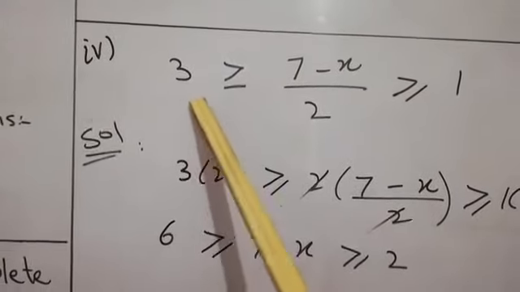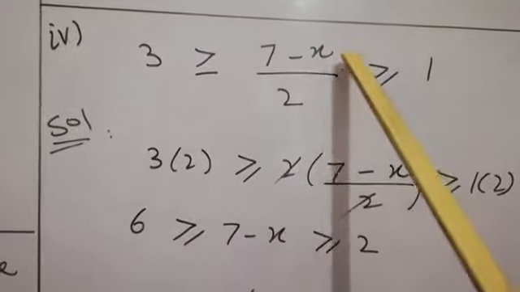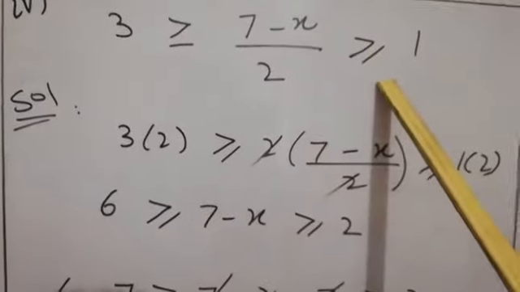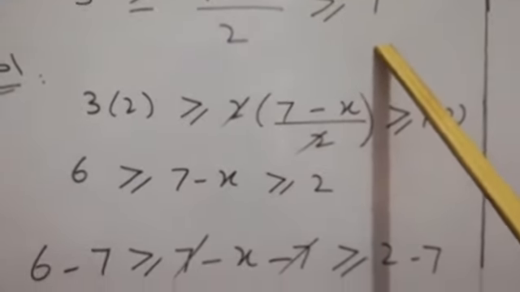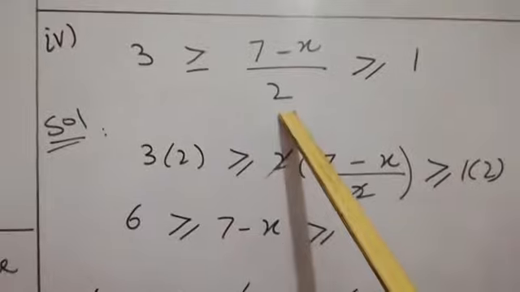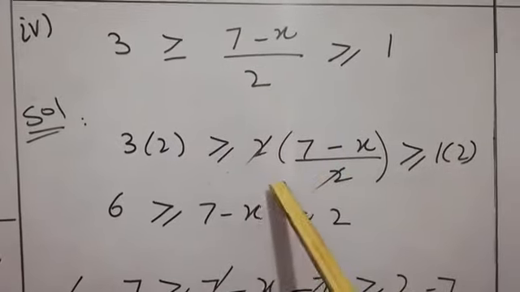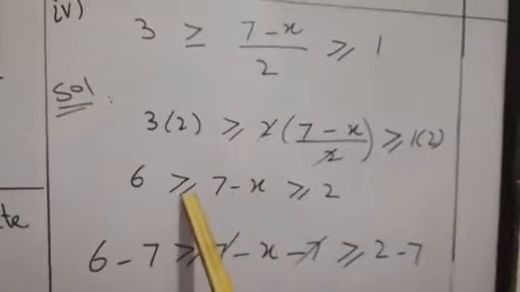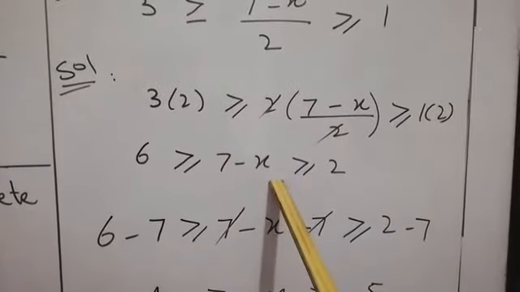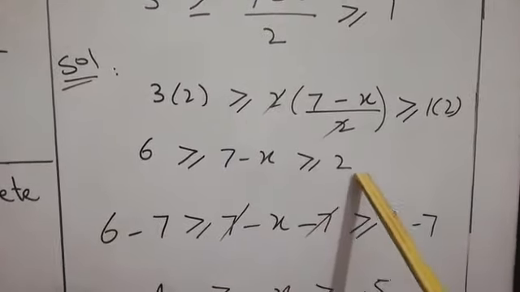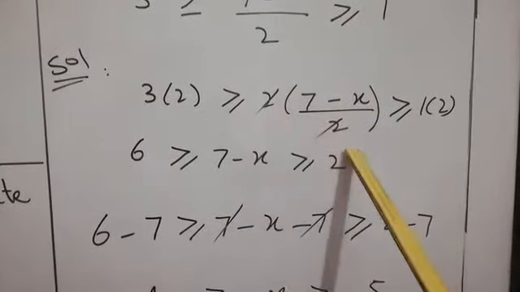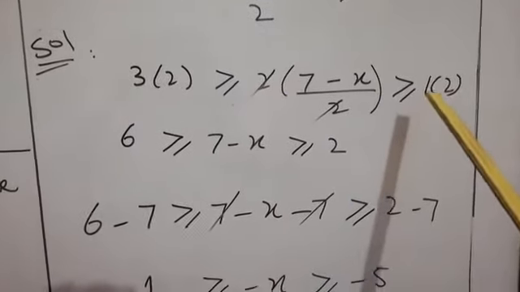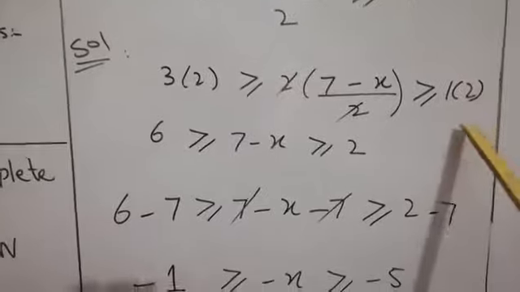This will be 3 is greater than or equal to 7 minus x by 2 greater than or equal to 1. In this question, my dear students, again we will multiply the inequality by 2. All the terms will be multiplied by 2, and we will get 3 twos are 6 greater than or equal to 7 minus x greater than or equal to 2, because this 2 will be cancelled with this one, and we will get 1 two is 2.